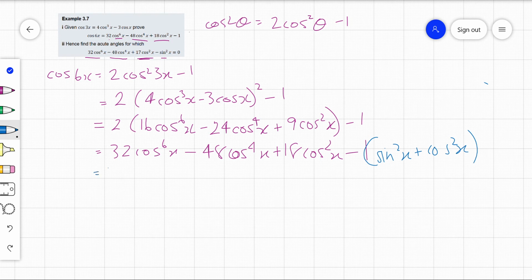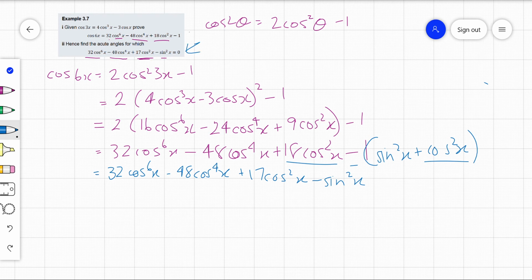We've also got that we can use. So if I look at it that way, I've got 32 cos to the power of 6x minus 48 cos to the power of 4x. Now I've got 17 cos squared, sorry, 18 cos squareds take away cos squared, which is 17 cos squared x. And then I've got a minus sine squared x, which is what I wanted here. So we know that's also the same as cos 6x. So solving all of this equals 0 is the same as solving cos 6x equals 0, which is much simpler.